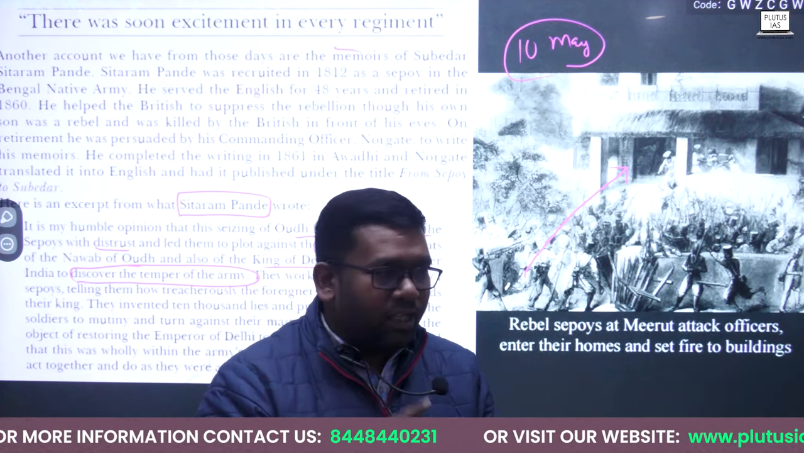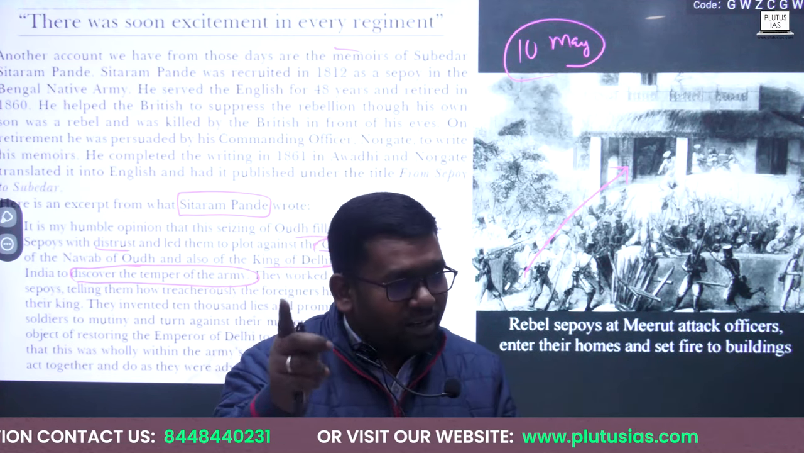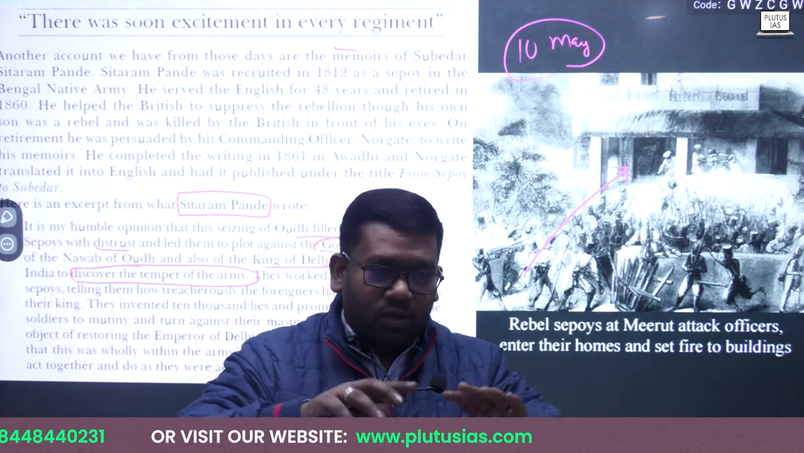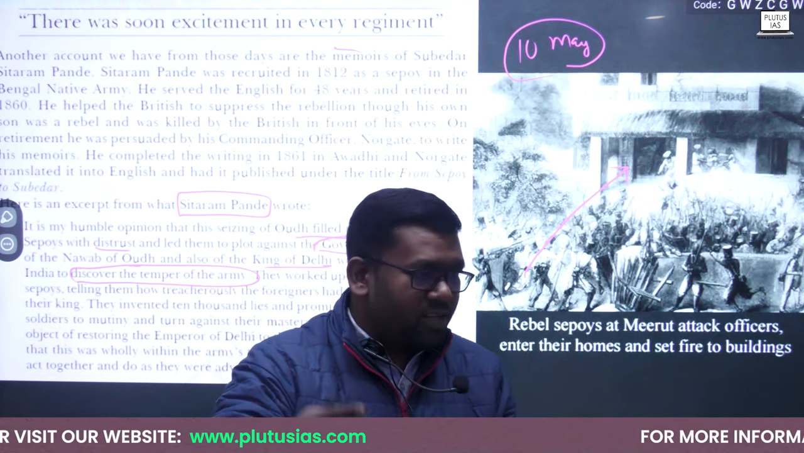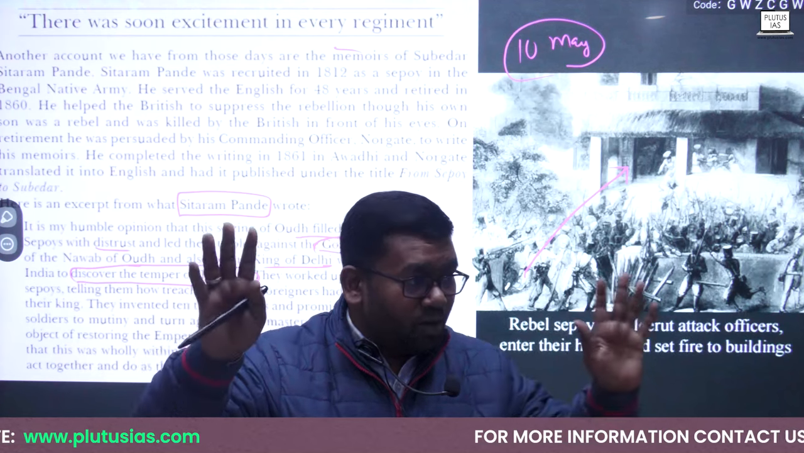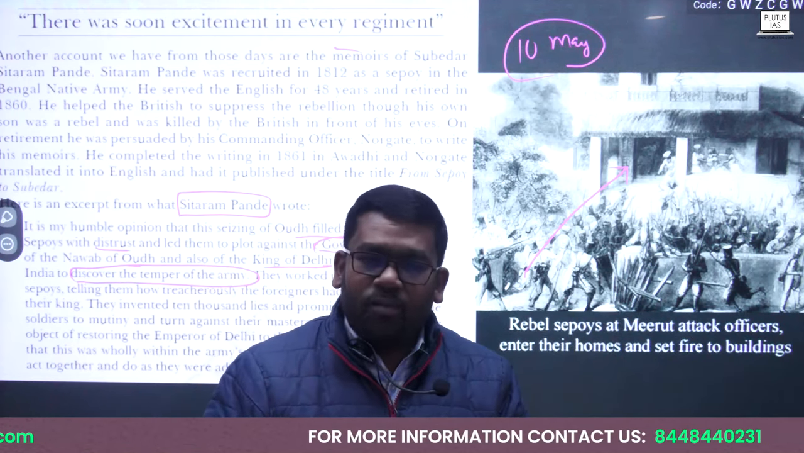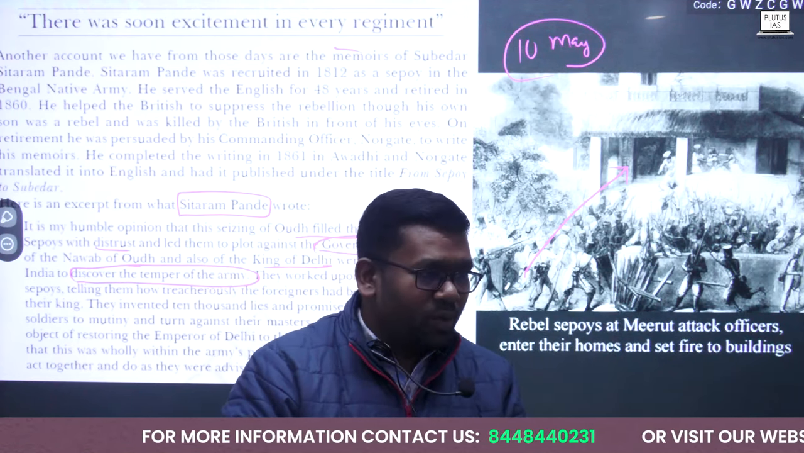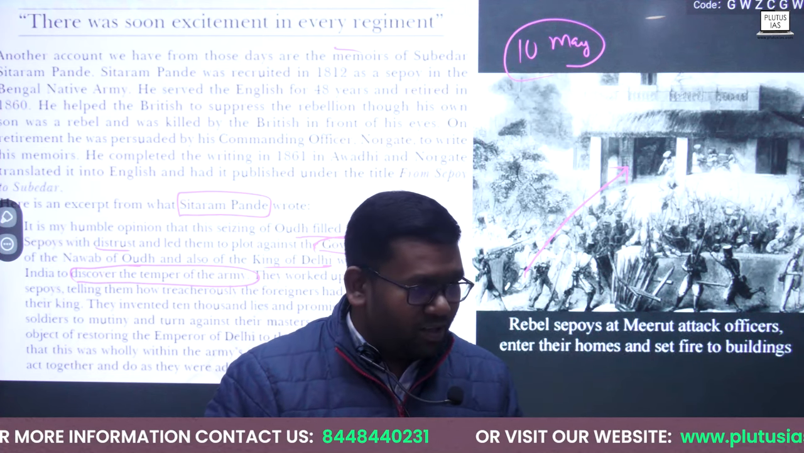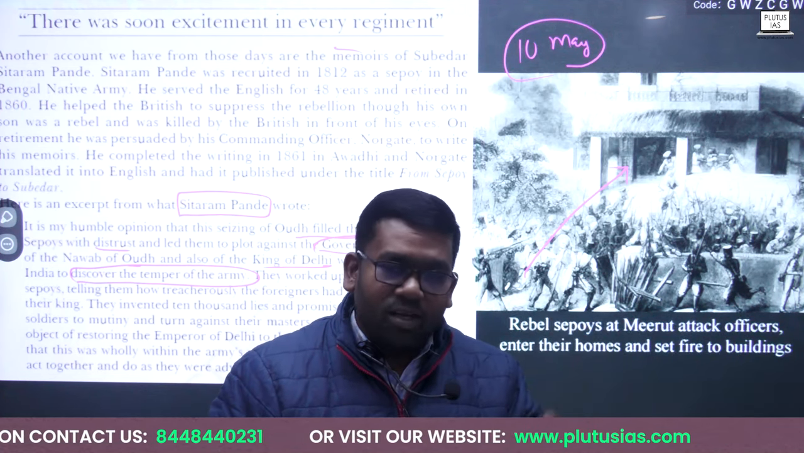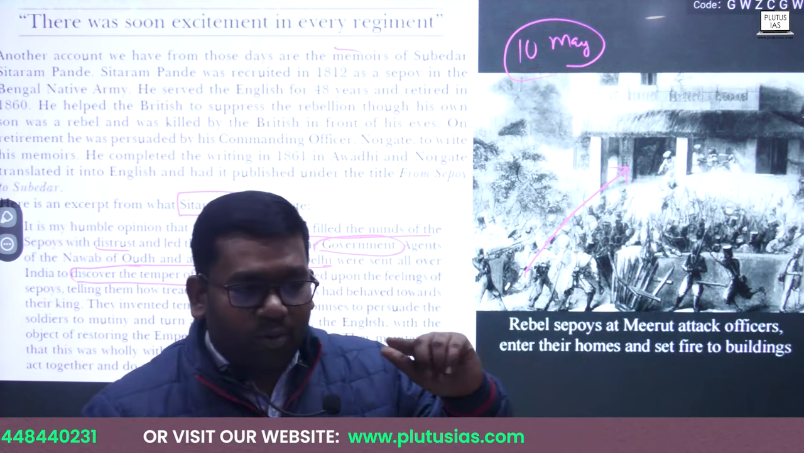So they knew that till now the sovereignty is under the Mughal Badshah, whose ancestors, like Akbar and Aurangzeb, ruled all of India. So he knew that if we make the Mughal Badshah the ruler, everyone will participate in the revolt. So they had the organizational level. So from Meerut they came to Delhi.